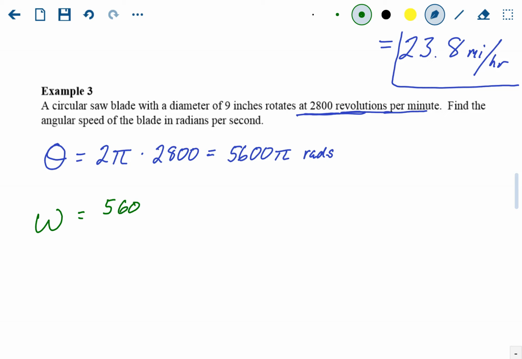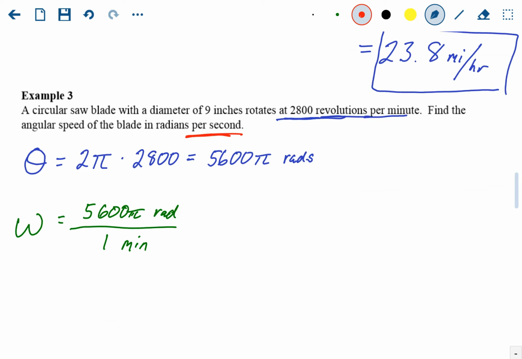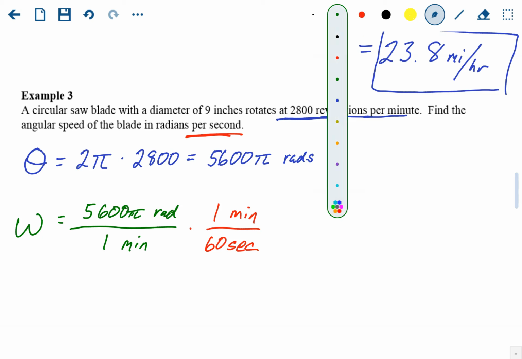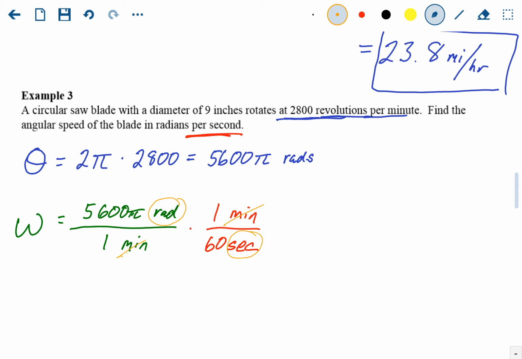So we know our angular speed is 5,600 pi radians per minute, per 1 minute. But again, we want it in seconds. This one's not as hard as the last one. It's just one conversion. We have radians and we want radians, but we have minutes and we want seconds. So we need to figure out how many seconds there are in a minute. Since minute is already on the bottom, we need minute to go on top. And I know that 1 minute is also 60 seconds, which means the minutes are going to cancel out, and you're going to be left with the units of radians over seconds. Radians per second.